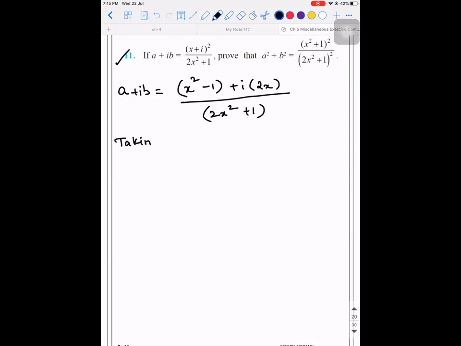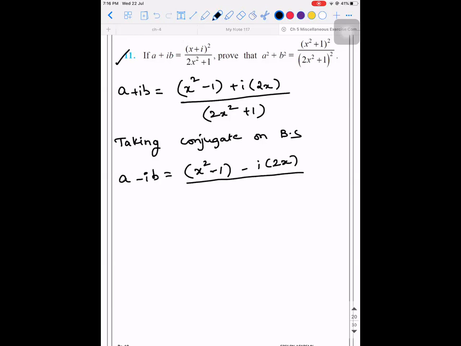Now, taking conjugate on both sides, what do I get? a minus ib is equal to x square minus 1 minus i into 2x, the whole divided by 2x square plus 1. If I take this as equation number 1, this as equation number 2, 1 multiplied with 2 will give me a square plus b square.